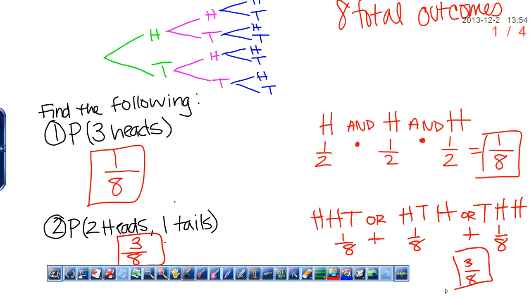Questions about that? So to get 1/8, did you do heads and heads and tails and then each head? Mm-hmm.